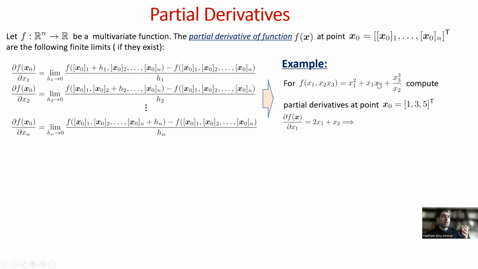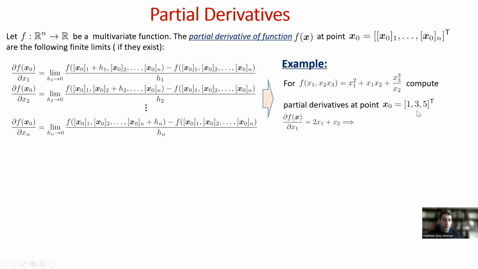And therefore, following the linear property of the differential operator, the derivative with respect to x1 of the product x1 multiplied by x2 will be nothing but x2. Then the derivative with respect to x1 of x3 cubed divided by x2 is 0, because this ratio does not depend on x1. You treat it as a constant, so the derivative is 0. Therefore, the derivative of this function with respect to x1 will be nothing but 2x1 plus x2.